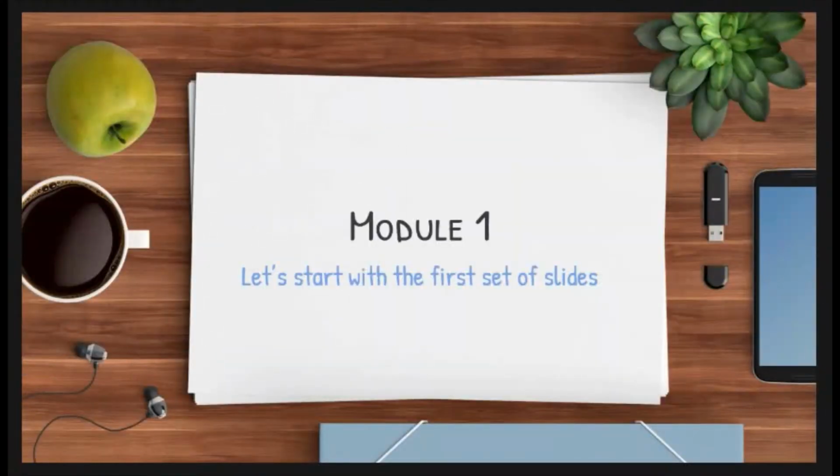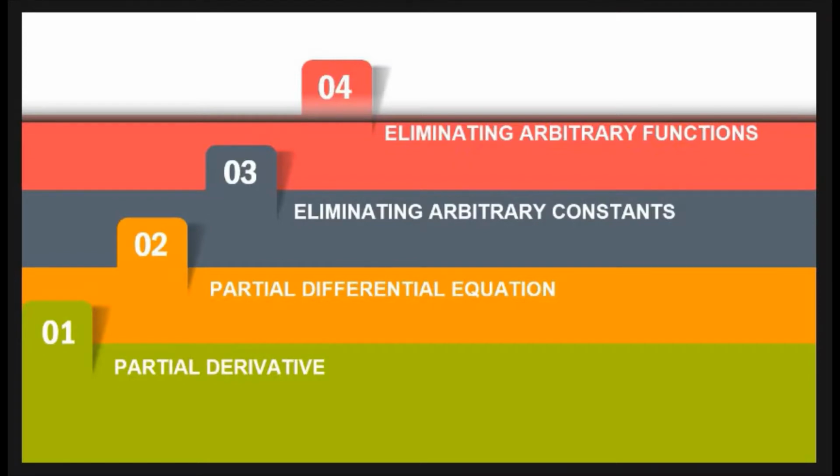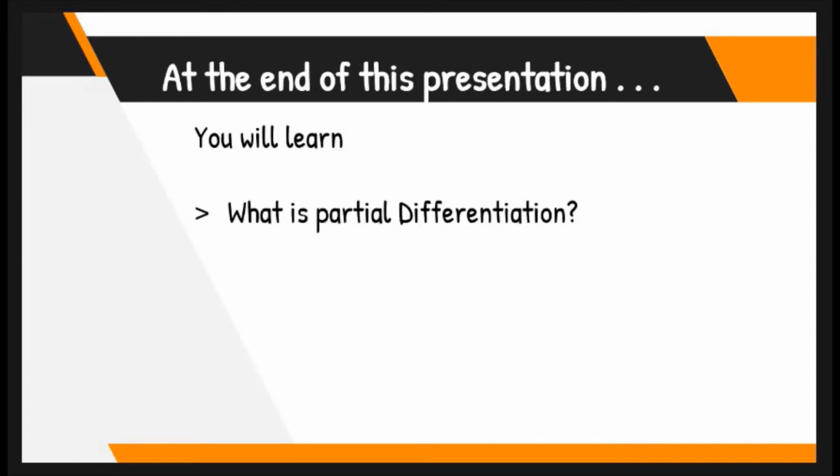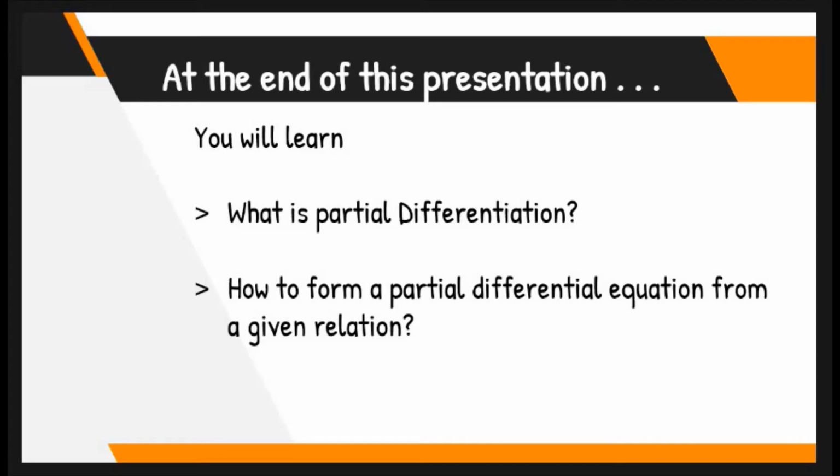Let us start with the first set of slides. Contents. In this video we will be discussing partial derivatives and the definition of a partial differential equation with some examples, and then how to form a partial differential equation by eliminating arbitrary constants. In my next video I will be explaining how to form a partial differential equation by eliminating arbitrary functions. Now you may be wondering what you will learn from this video. At the end of this presentation you will learn what partial differentiation is, and how to form a partial differential equation from a given relation.